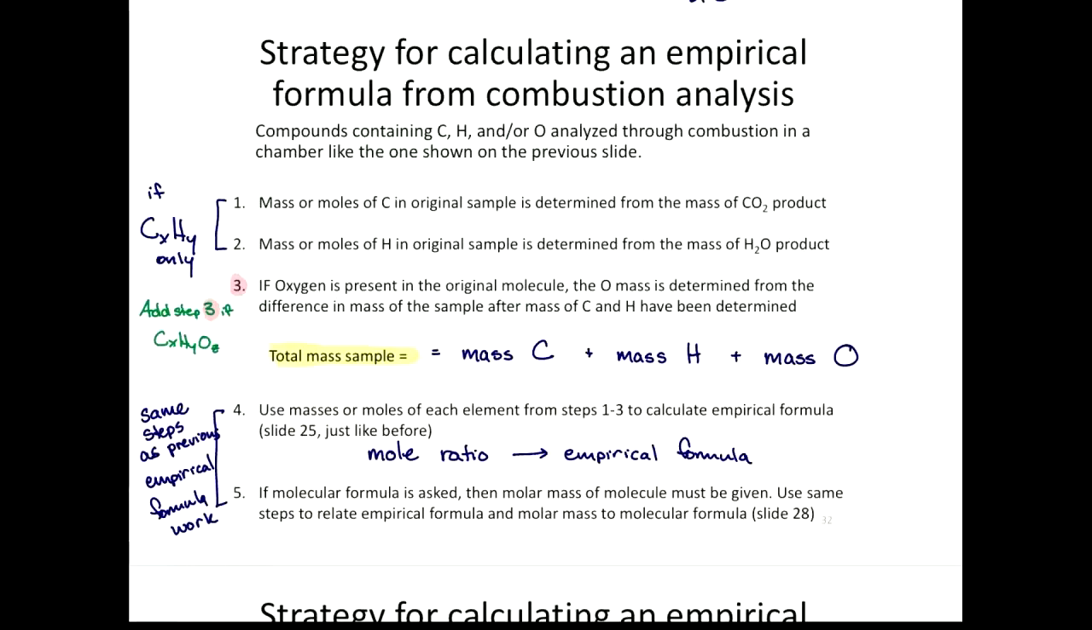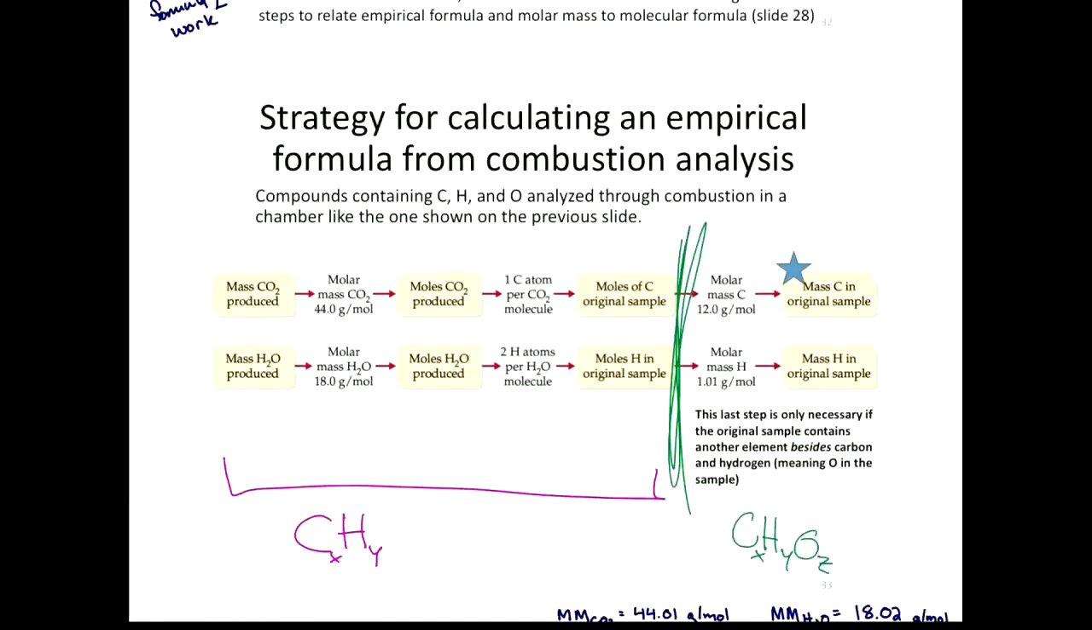So our strategy looks like this. This looks kind of confusing, but the idea here is that steps 4 and 5 are exactly like we did before. We just have to treat how we get the moles of the different elements a little bit differently. The first example we did here on the next slide only contains carbon and hydrogen, so this kind of question is a little bit easier than if it contains oxygen. If it does, we have to include step 3, which we'll do an example of in a little bit.